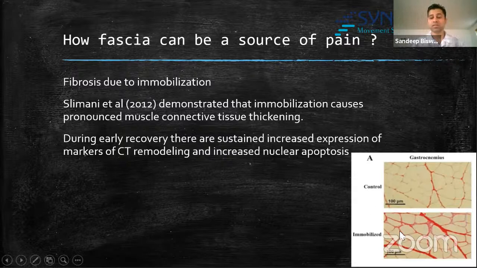So you can see an image from a study. You see this is gastrocnemius when the patient is mobilizing, and this is a patient when he is immobilized. You can see how the collagen fibers have thickened up. You see that? And this will cause a problem.